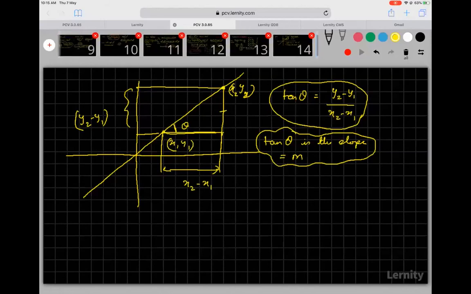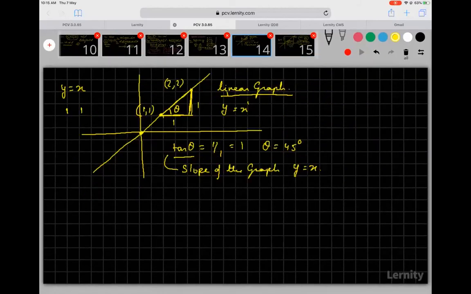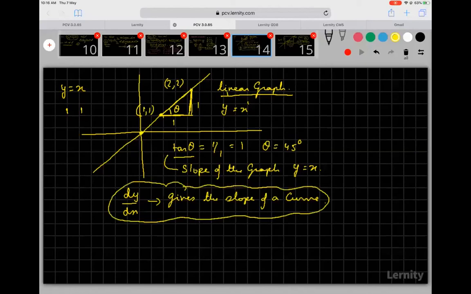So come back here, understand that the slope is equal to 1. Understand that what you got, dy by dx, is also equal to 1. So dy by dx gives the slope of a curve. Dy by dx gives you the slope of a curve. Here the curve is a straight line, so it gives you the slope of the straight line. Can you make notes?